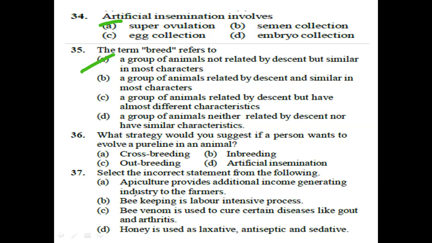So really, pure line, if a person wants to evolve a pure line in an animal, then he has to carry out crossbreeding, inbreeding, outbreeding, artificial insemination. Okay, so that is inbreeding. Select the correct statement.